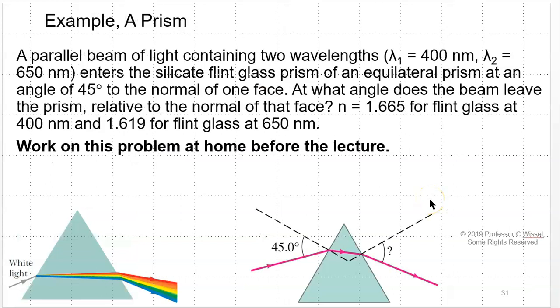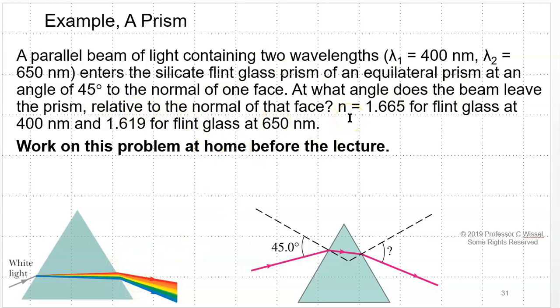Okay, now that was with parallel surfaces. Now we're going to do something a little bit more complicated. Instead of parallel surfaces, we have a prism. And a parallel beam of light consisting of two wavelengths, lambda 1 of 400 nanometers and lambda 2 of 650 nanometers, enters a silicate flint glass prism, an equilateral prism, at an angle of 45 degrees to the normal of one face. At what angle does the beam leave the prism relative to the normal of that face? So you're asking for this angle here.